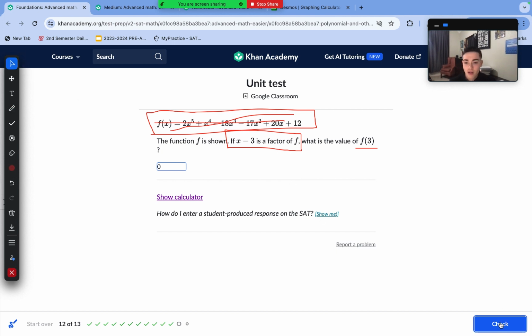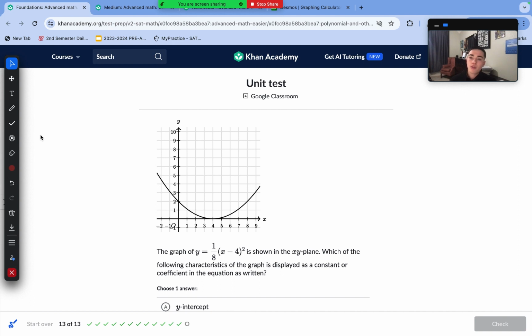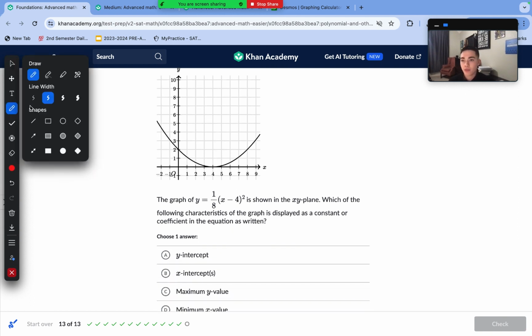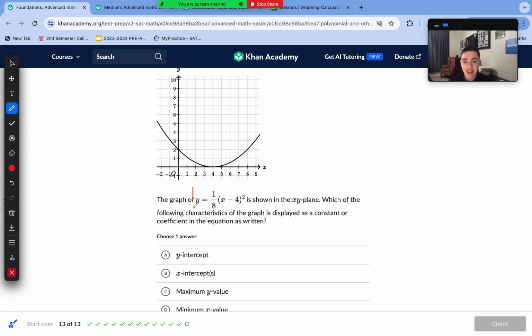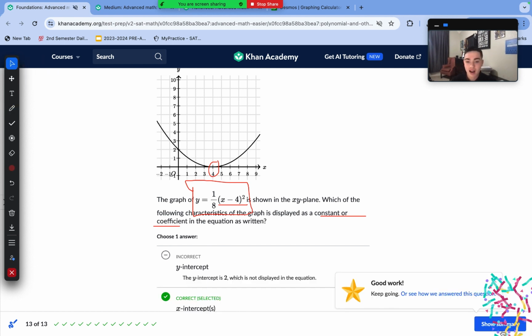It is 0. Okay, with this question here, we have a quadratic function, and with this formula we can see that it is in factored format. A factor, which is x minus 4, gives us the x-intercept, which is, of course, of this graph, 4. This is the constant or coefficient that is being conveyed here, so that means 4. It's just an x-intercept. That is what they give us here.